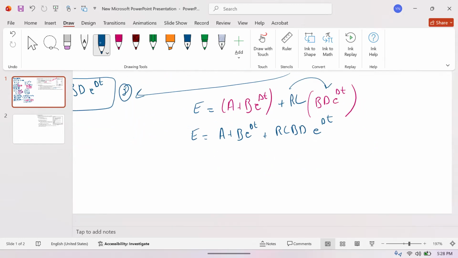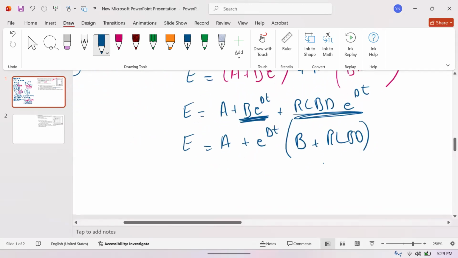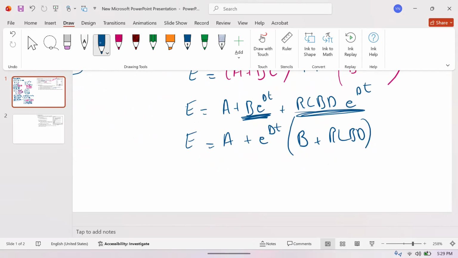Now, the third step, we take the exponential as a common factor. So E dt is a common factor. For which expressions? This one has an exponential and also this one. So everything next to the exponential will be written in the parentheses. So B plus RCB, and that's it. Now we compare the constants. So E should be equal to A, and this is what I expected at the beginning.